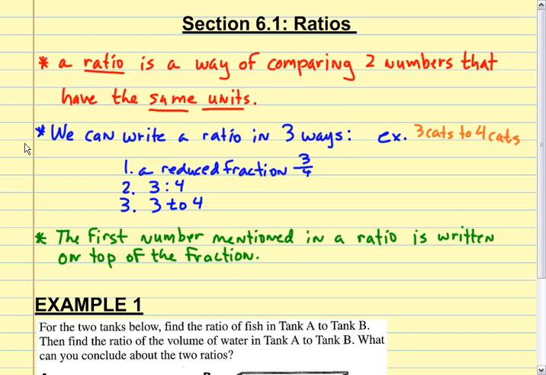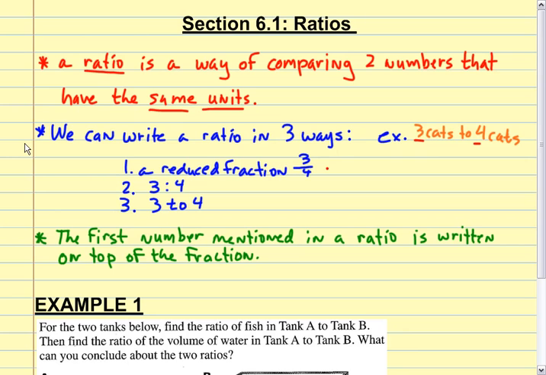Now, let's look at the second thing. We can write a ratio in three ways. I wrote a little example up here, 3 cats to 4 cats. I don't know, 3 Siamese to 4 ginger cats, whatever. We can write it as a reduced fraction. Right here, we've got 3 over 4. We didn't have to reduce that since it's already reduced. The first number mentioned always goes on top, so 3 on top over 4. And we get rid of the units because they're the same. Because they're the same units, we don't write cats. We just write 3 over 4.